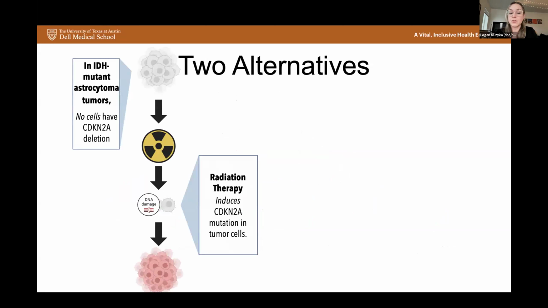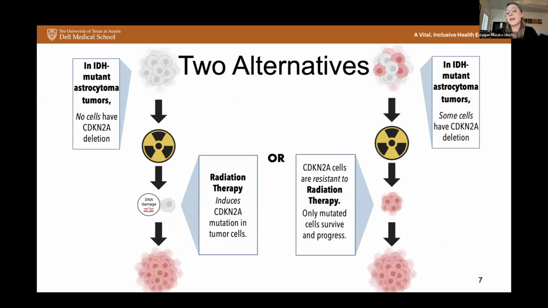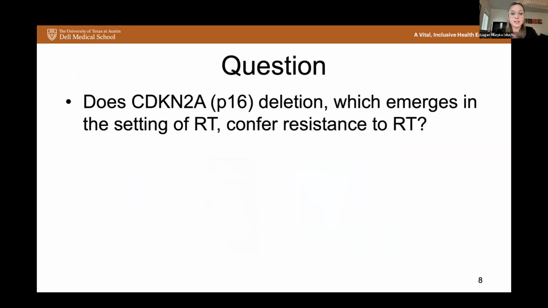Either in this tumor type, no cells have the deletion and radiation therapy can somehow induce the CDKN2A mutation in the tumor cells, or there's a subset of CDKN2A deleted cells, and only those cells mutate and survive to progression. So my question was, does CDKN2A deletion, which emerges in the setting of radiation therapy, confer resistance to radiation therapy?